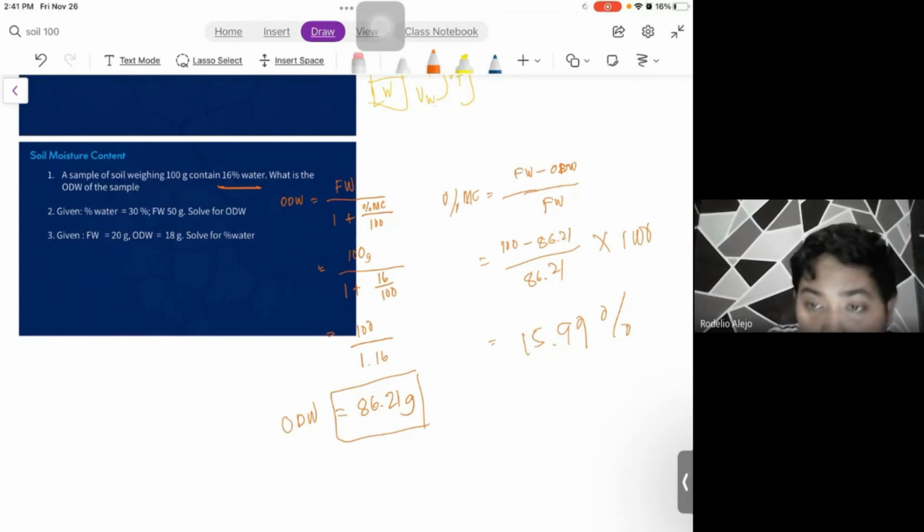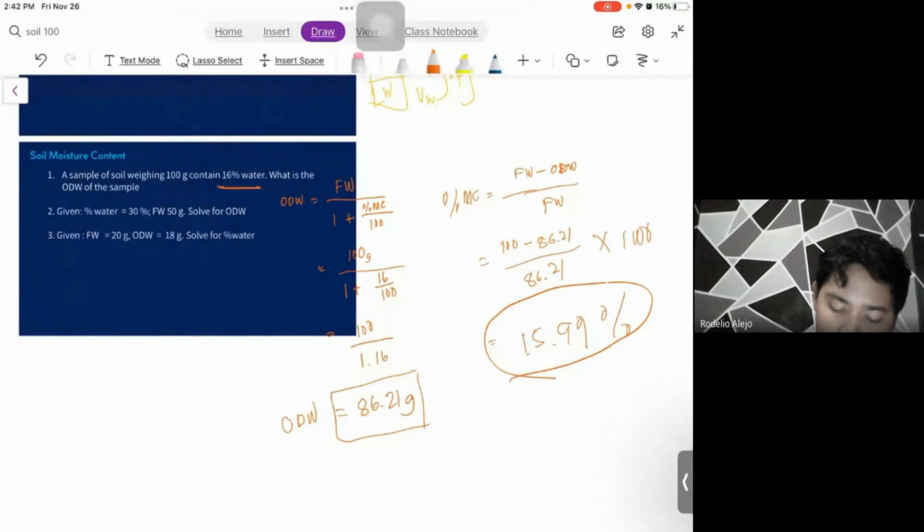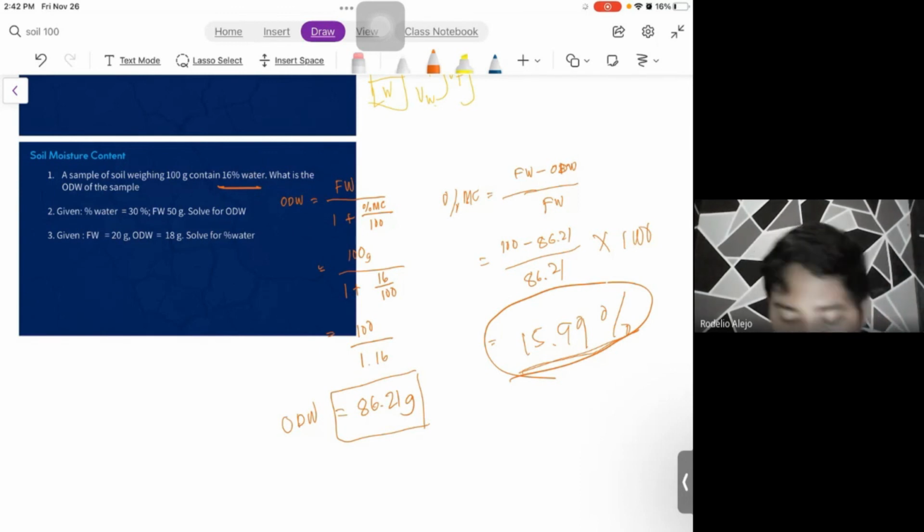Okay? Nakuha nyo? Tama yung sagot natin kasi 15.99, round off. 86.209 kasi yan, kaya naging 15.99 lang, na dapat 16% yan. Nakuha nyo? Nakuha nyo ba? Yung ating 15.99%?